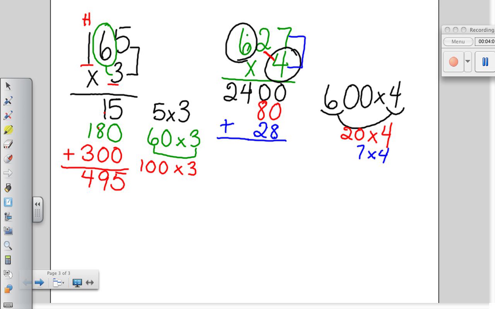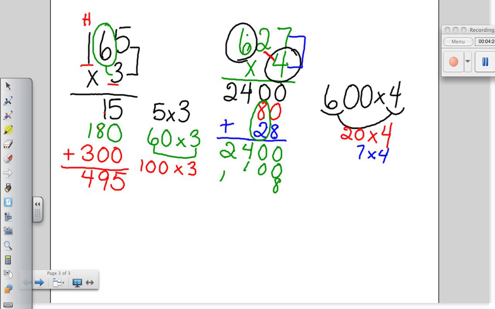So we have 2,000 and no more thousands. We have 400. We have 80 and 20. Huh. I could stop here for a minute. What's 80 and 20? 100. So let's put the other 100 here. Because that's how we learned to do it before, right? And 8 and nothing else.